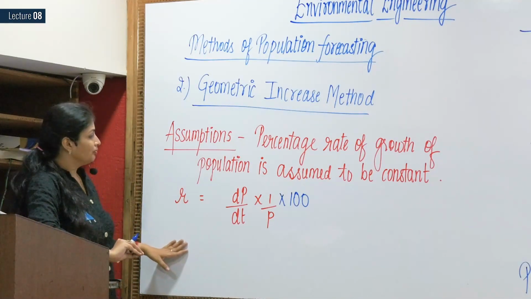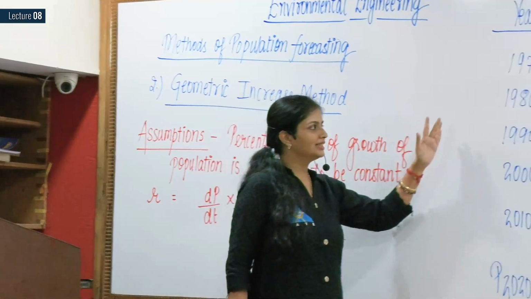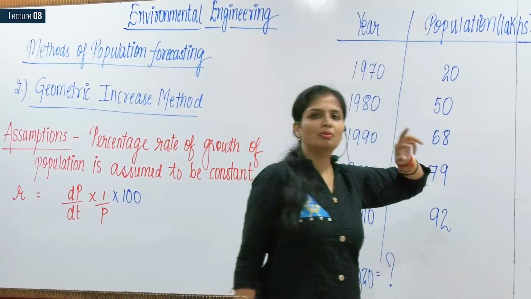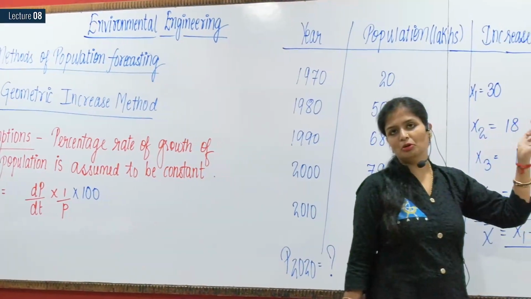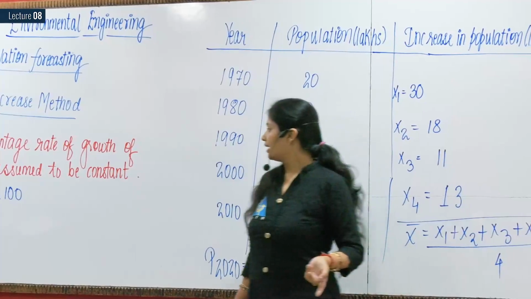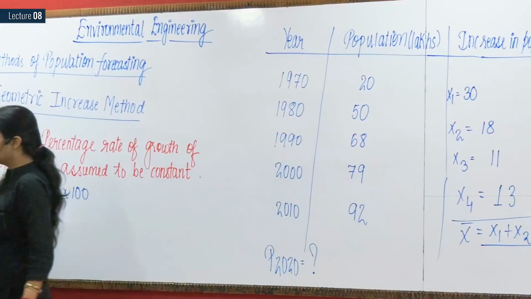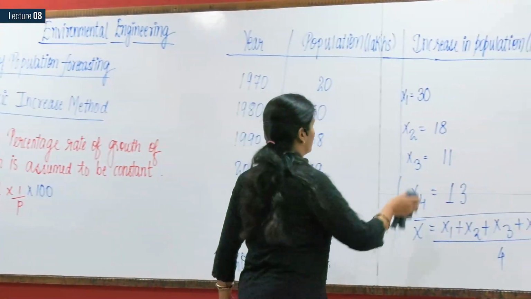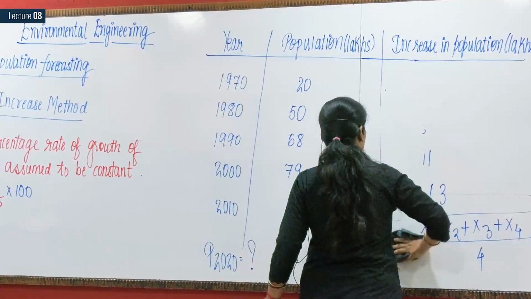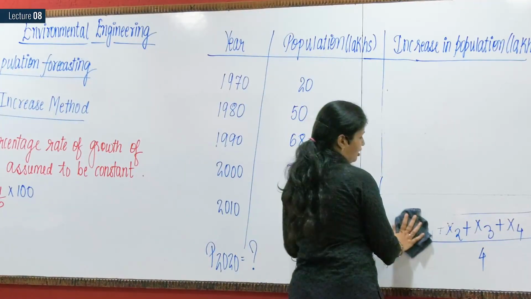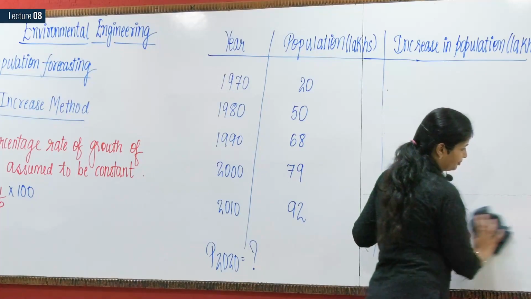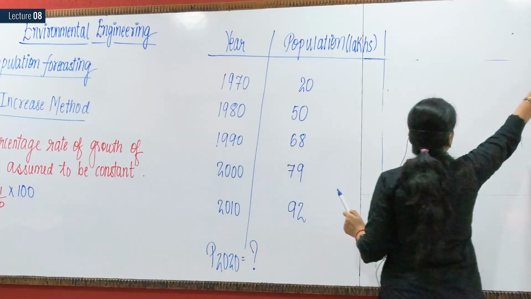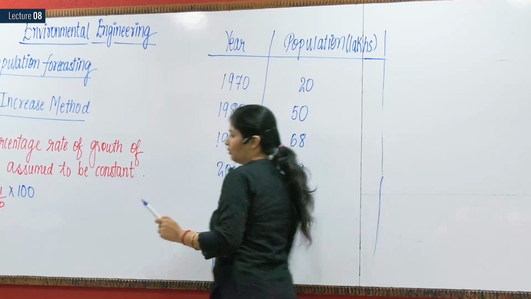This is clear. Now I haven't erased that example, I have taken a similar example. But in the previous example you calculated the increase in population, whereas here I'll calculate R, that is the percentage rate of increase in population. I'll erase this. So I will calculate R, and I will tell you now how you calculate it.